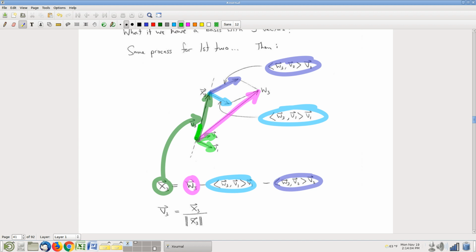So the final third vector there is just normalized. Okay, so that's the process. And now it's a matter of just execution.